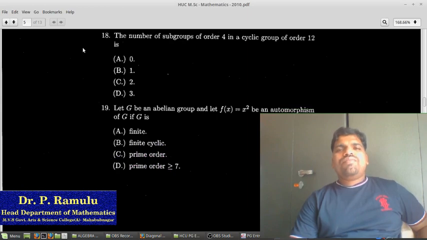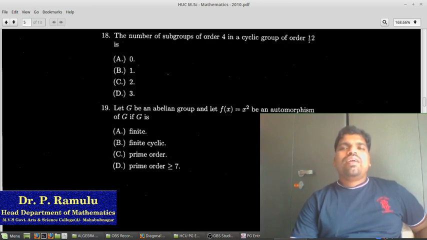Okay, the number of subgroups of order 4 in a cyclic group of order 12. So I want to find a subgroup of order 4. That means if I take simply Z12, a cyclic group of order 12, how many subgroups does it have, first of all?